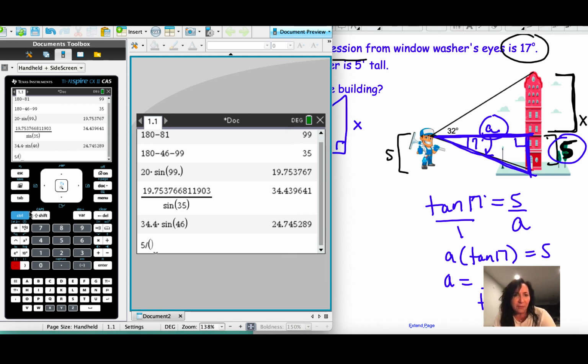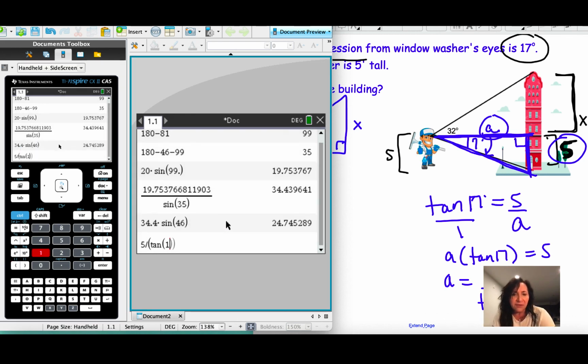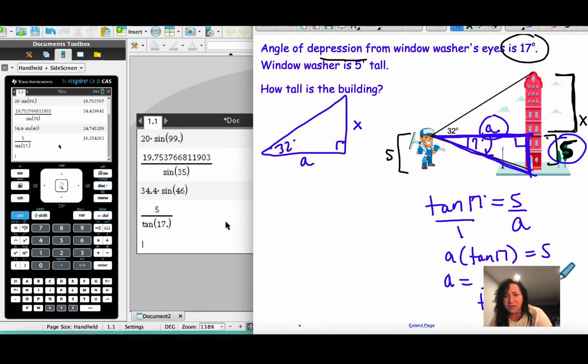I'm going to type in my tangent, 17. I'm going to use a decimal so that it makes it a decimal. 5 divided by tangent of 17, I'm in degrees, and I get 16.4. So A is approximately 16.4, and that's this value here. I'm going to erase this because I know now that that value is 16.4, okay?